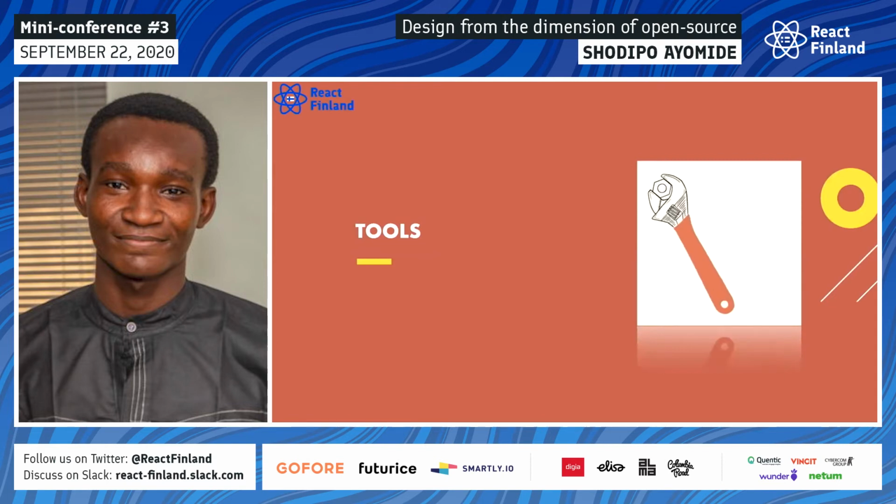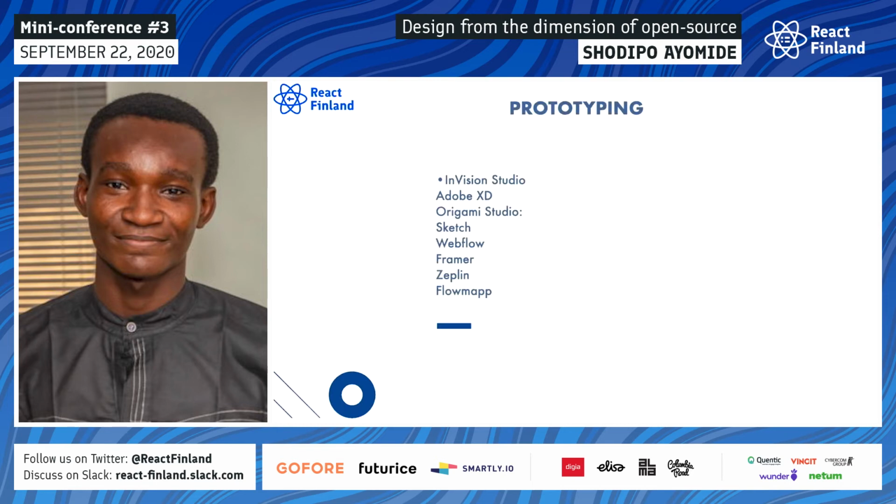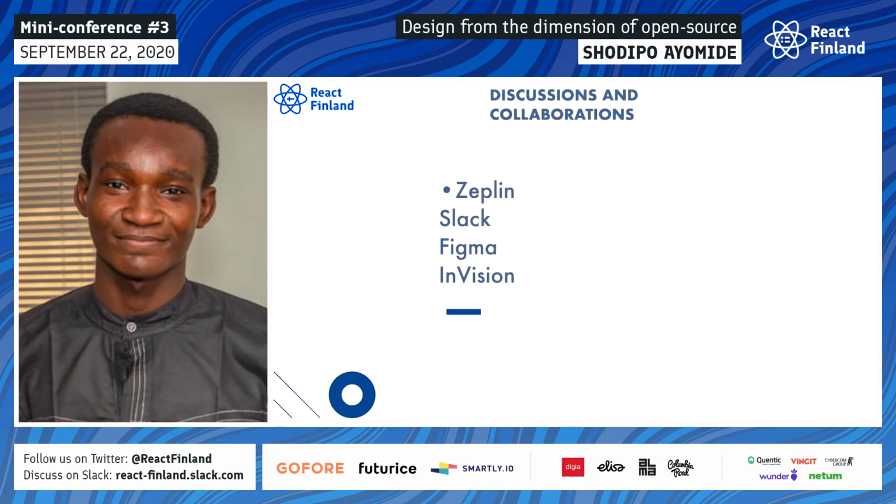So I'm going to talk about a few tools about design. I'm just going to run through this part real quick. So for design, we have Figma, Adobe XD, and Sketch. For prototyping, we have InVision Studio, we have Adobe XD, we have Origami Studio, we have Sketch, we have Webflow, we have Framer, we have Zeplin, we have Flinto. So for discussion and collaboration, Zeplin, Slack, Figma, InVision. All of these tools have a Slack extension that I could install. You could also track your design and your conversations on Slack when you have a private Slack channel or a separate Slack channel for Zeplin. So you get to see and track discussions from Slack and send a message from Slack and it appears on Zeplin. So that's a process that you can work on when you're doing this.